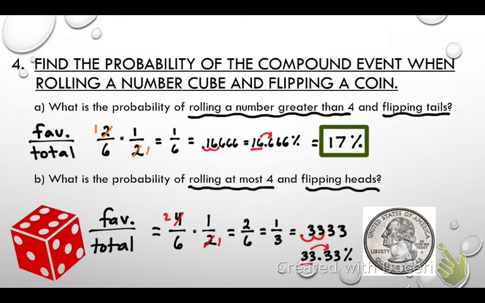33% is correct. Guys, what about the likelihood of that happening? Unlikely. That is also unlikely. Probably not going to happen.